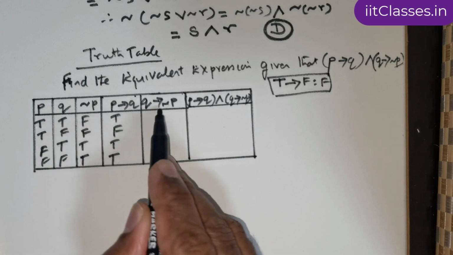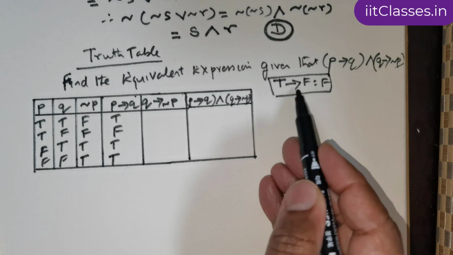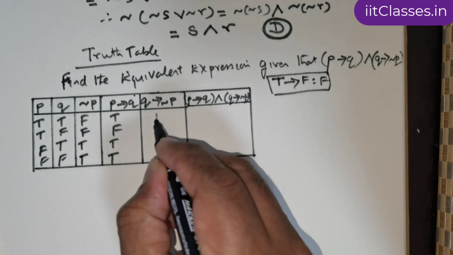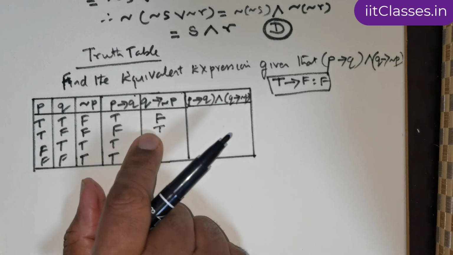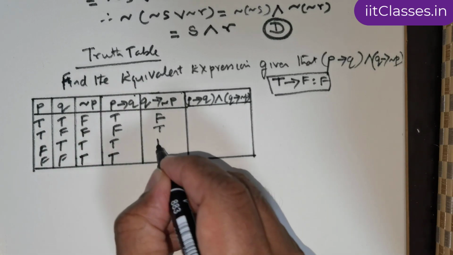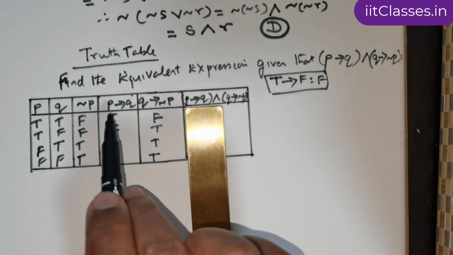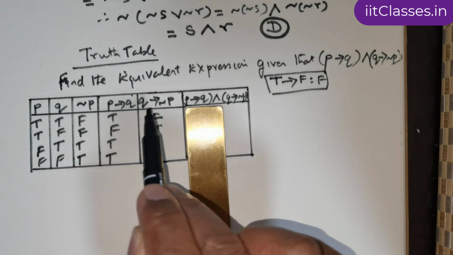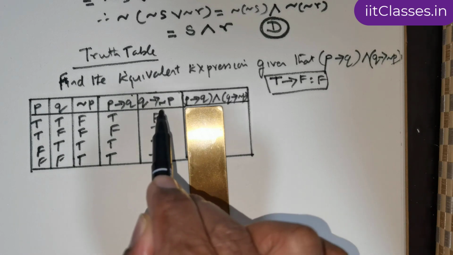Next, Q conditional negation of P. So we need to look for T going to F. T going to F will give me F. The rest of the decisions is going to be T, T, and now we need to obtain P conditional Q and Q conditional negation of P.